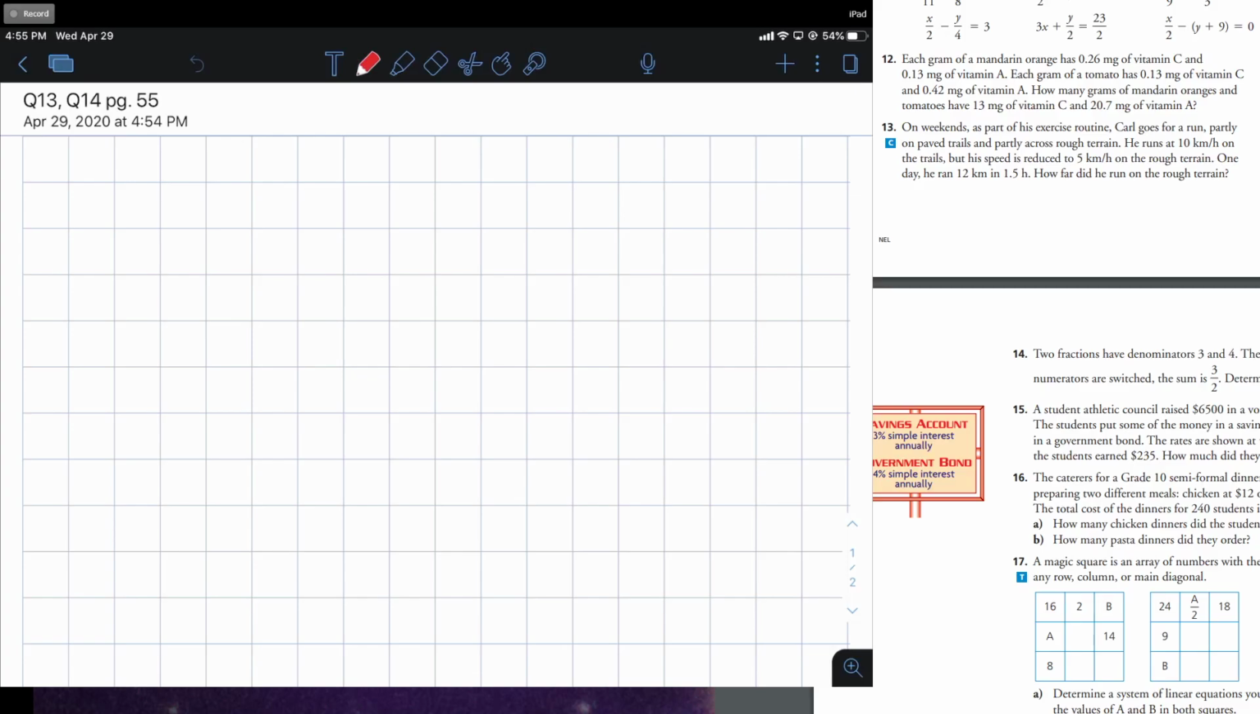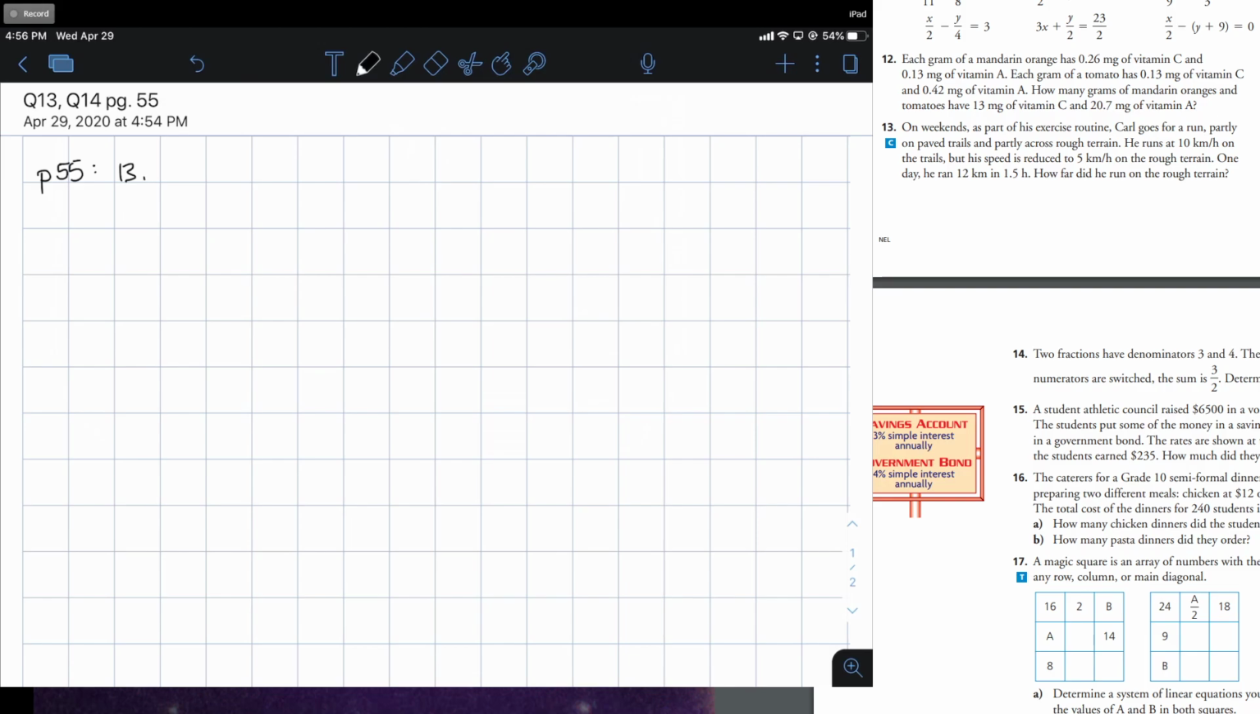Let's go through questions 13 and 14 on page 55 of the homework problems. So, page 55, number 13. This problem says, on weekends, as part of his exercise routine, Carl goes for a run, and he runs partly on paved trails and partly across rough terrain. We're told that he runs at 10 kilometers per hour on the trails.